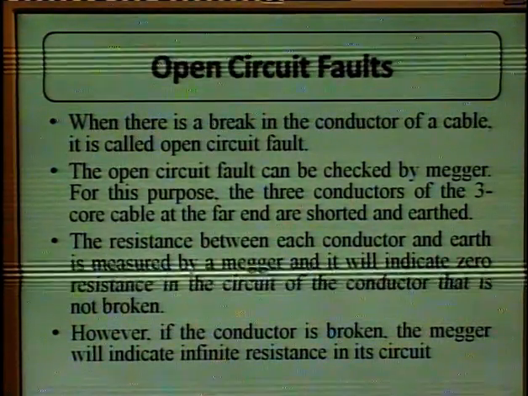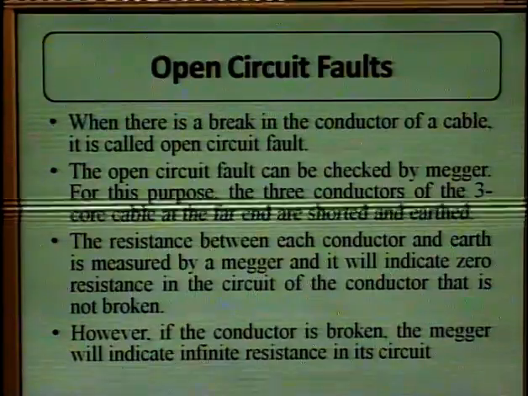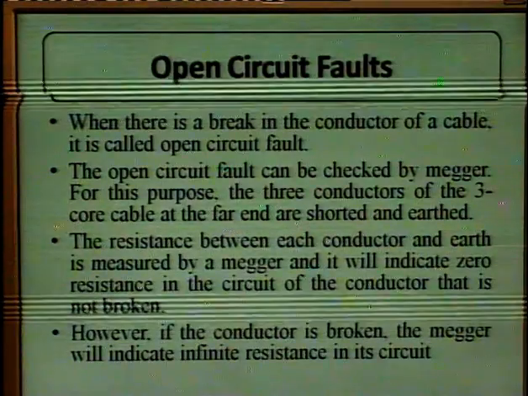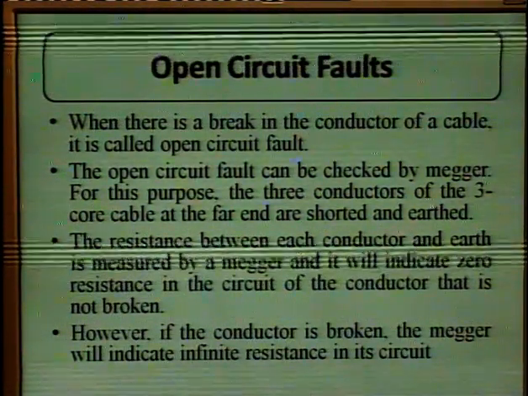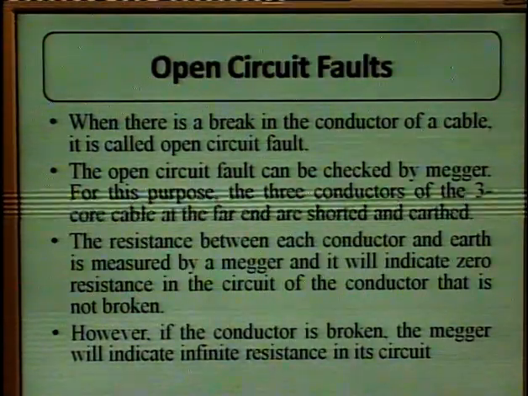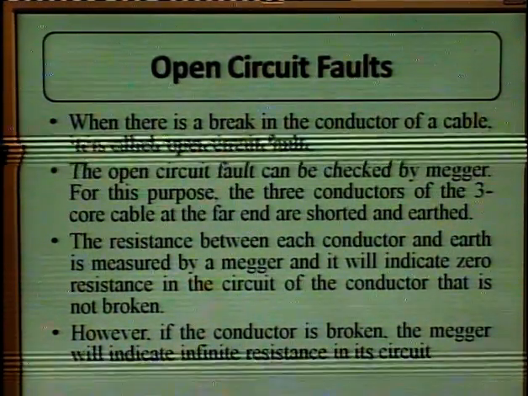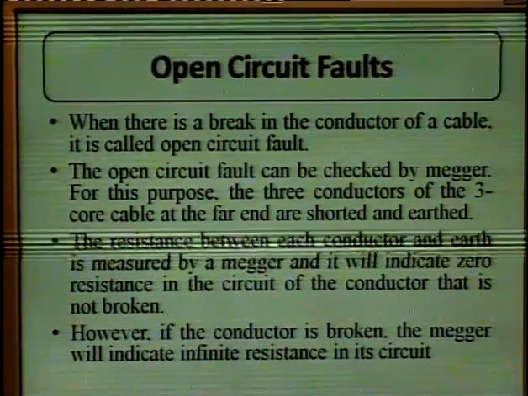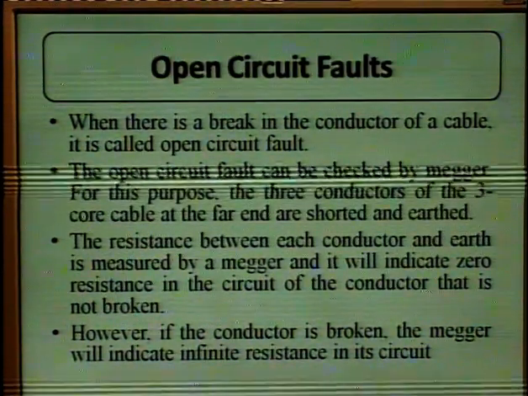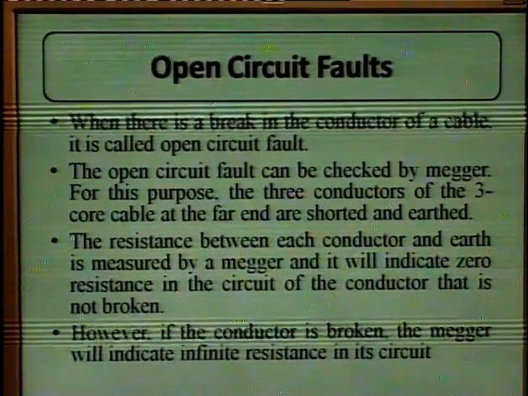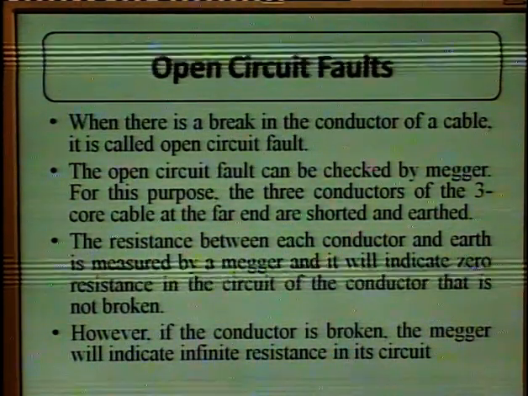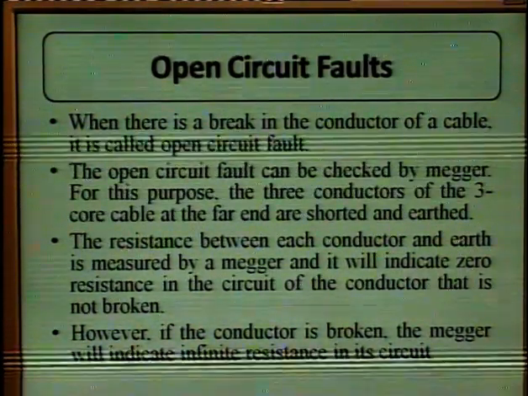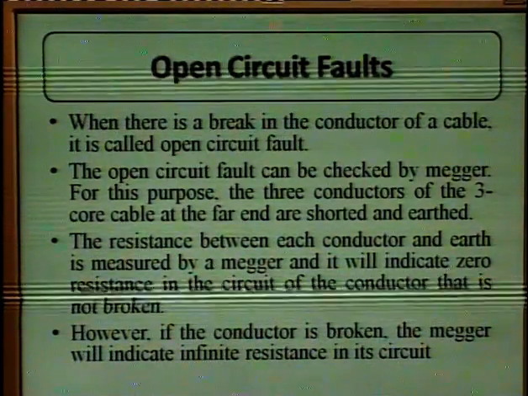To locate the position of the open circuit fault, we can use the Megger. For this purpose, the three conductors of the three core cable at the far end are shorted and earthed. The resistance between each conductor and earth is measured by the Megger, and it will indicate zero resistance in the circuit of a conductor which is not broken. However, if the conductor is broken, the Megger will indicate infinite resistance in its circuit.